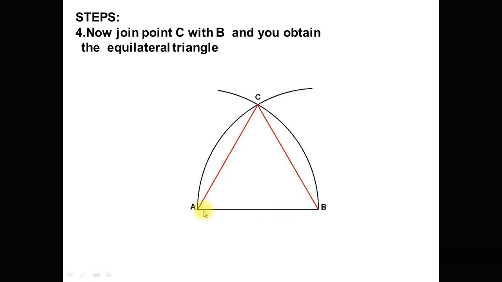First of all, draw the line AB as a base, and then put the compass at this point A and open it to point B and draw this first arc. Now put the compass at this point B and open it to point A and draw another arc. These two arcs touch each other at point C, and then finally join this point C to point A and join this point C to point B. You will get the equilateral triangle.